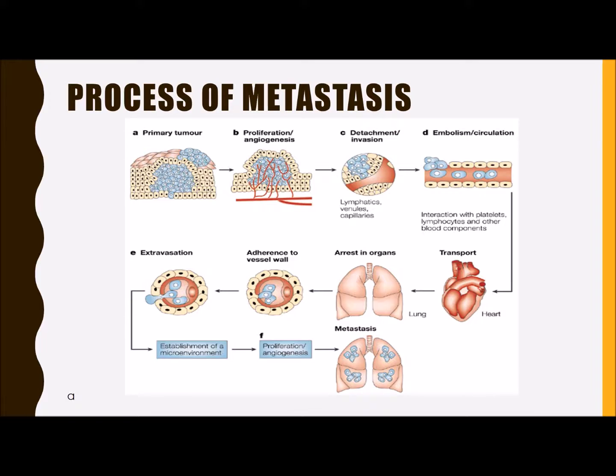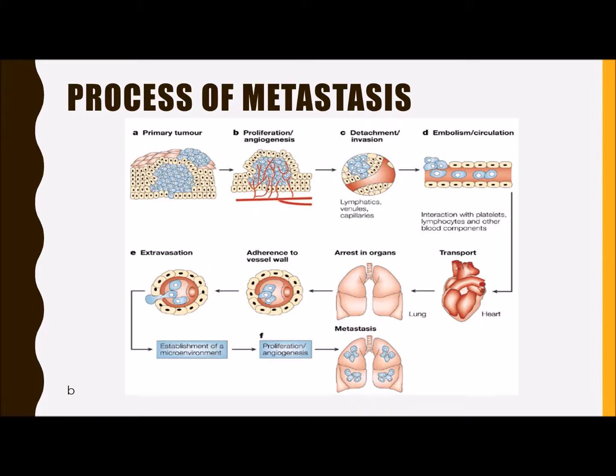So the first step of metastasis involves cellular transformation and tumor growth. At this stage, the growth of neoplastic cells is very progressive, and it encourages the growth by supplying nutrients to these cancer cells. Usually the nutrients are supplied to these cancer cells through the simple diffusion process.